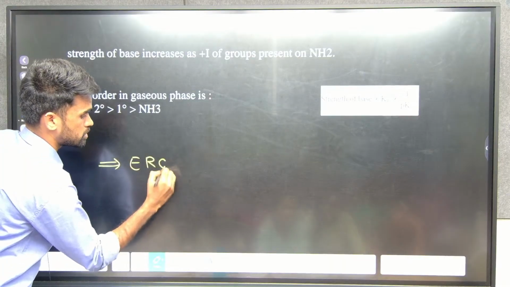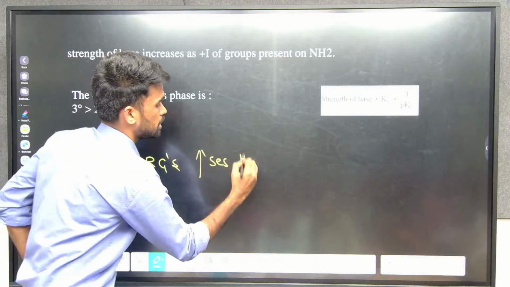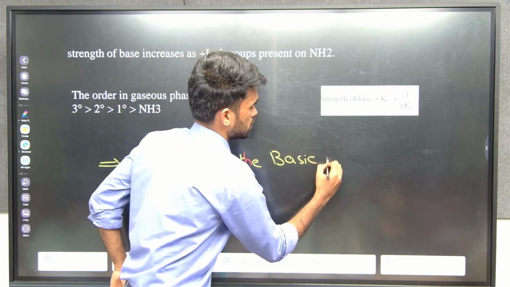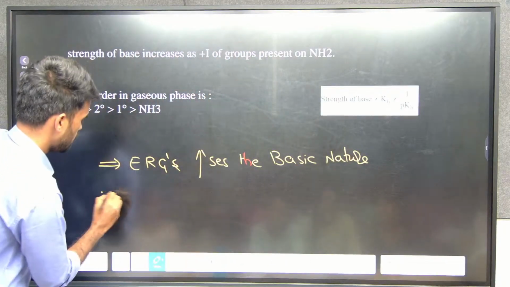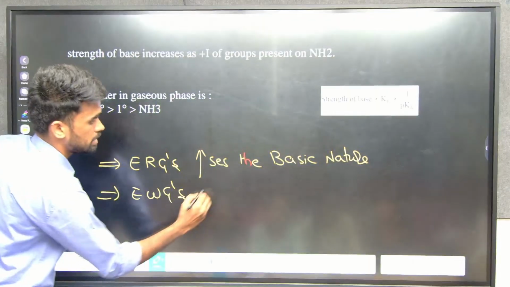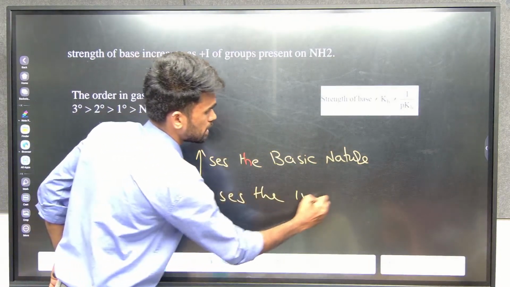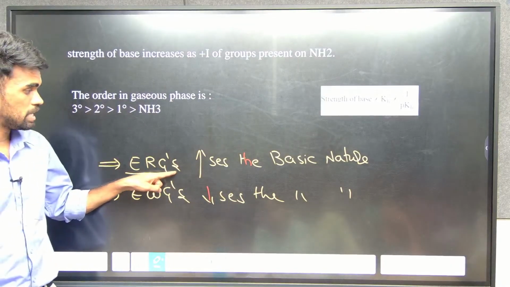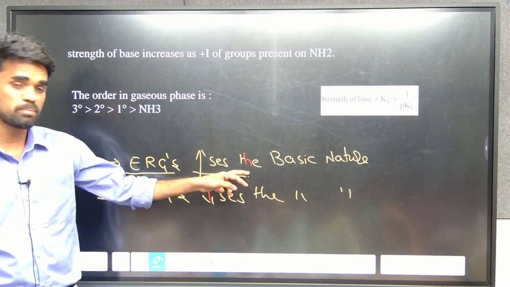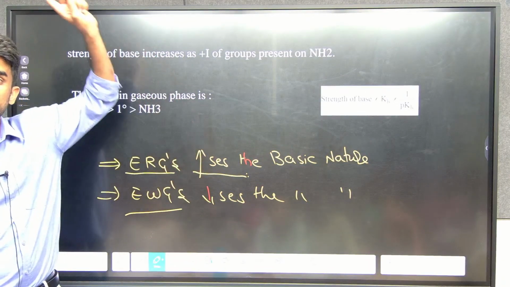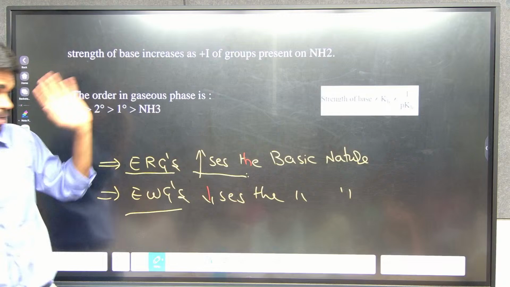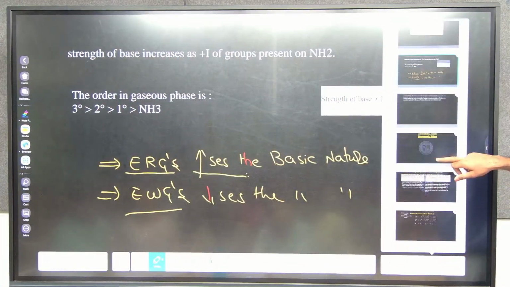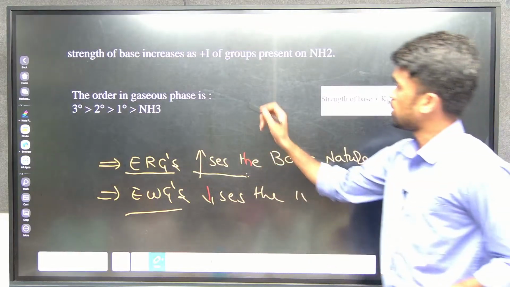Electron releasing groups increase the basic nature of organic bases or amines particularly, and electron withdrawing groups decrease the basic nature of amines. See, if they are electron releasing groups, what will they do? Increase the basic nature. If they are electron withdrawing groups, these statements are reversed in case of acidic character. Okay, that's it. Okay. Now see here what I am saying.